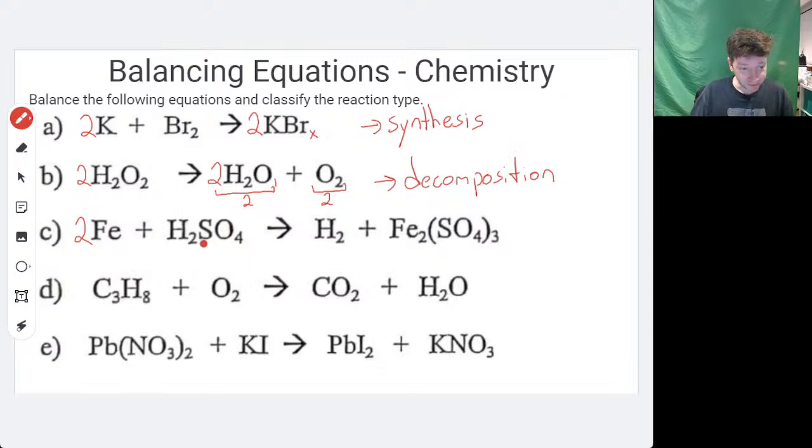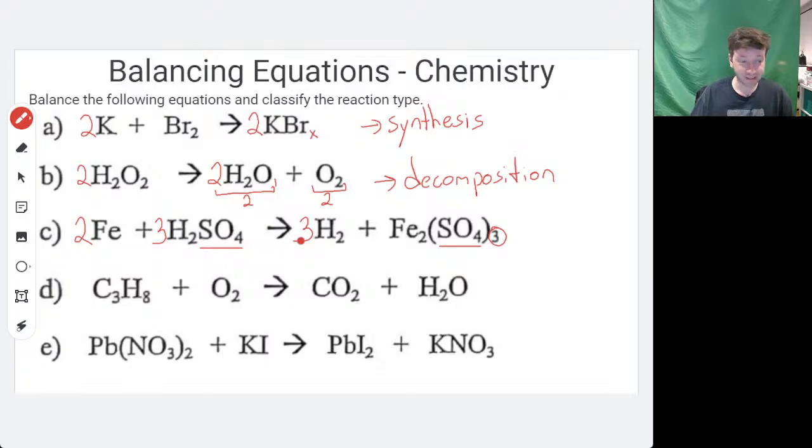Now, this is sulfate. We have SO4 in our reactants and we have SO4 in our products. When a polyatomic ion remains like so, it's a lot easier, instead of counting sulfur and oxygen separately, to count them as polyatomic ions. Here we have 1 sulfate ion. Here we have 3 sulfate ions. So I'm going to want to put a 3 here. Now when I do that, I have 6 hydrogen here, but only 2 here. So I'm going to put a 3 here.